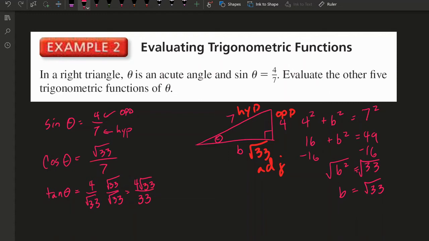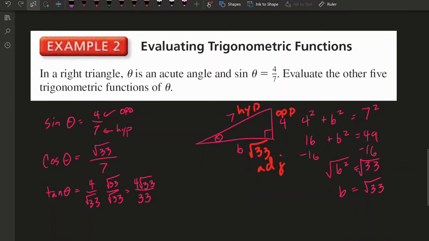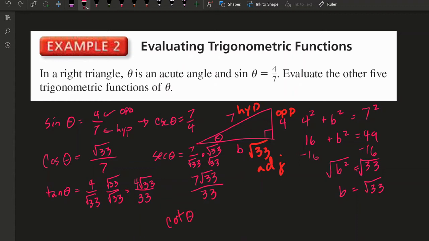So now we'll just invert these to get their counterparts. So the cosecant of theta is equal to 7/4. The secant of theta is equal to 7 over square root of 33. And again, I have to fix this by rationalizing it. So I would get 7 square root of 33 over 33. And then for the cotangent, I'm just going to flip this one over. Square root of 33 over 4. We're done.